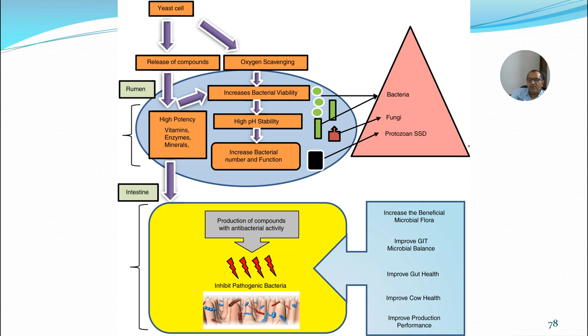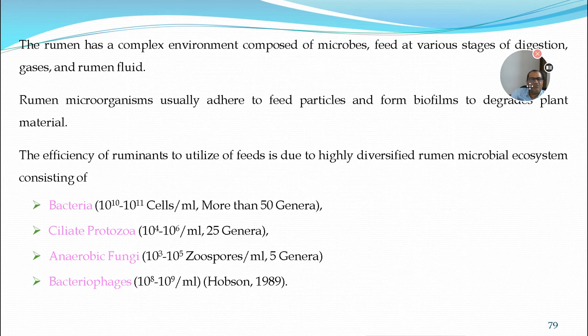In the rumen there are bacteria, fungi, and small and big fungi as well. They produce vitamins, enzymes, and minerals. Then in the intestine, production of compounds with antibacterial activity may also occur. And ultimately, this is the specificity of the ruminant digestive system. The rumen has a complex bacterial environment.